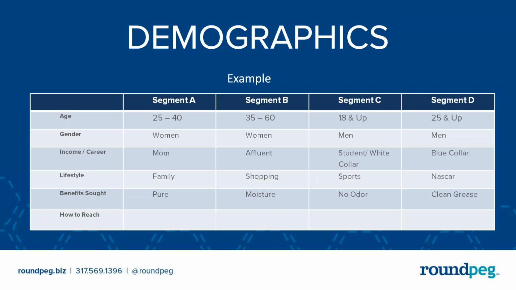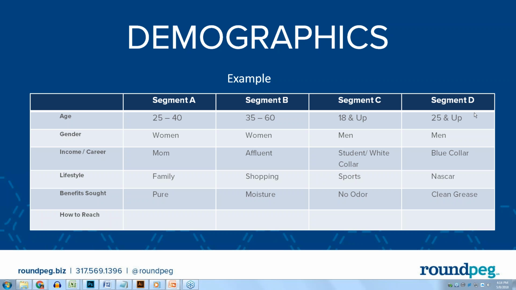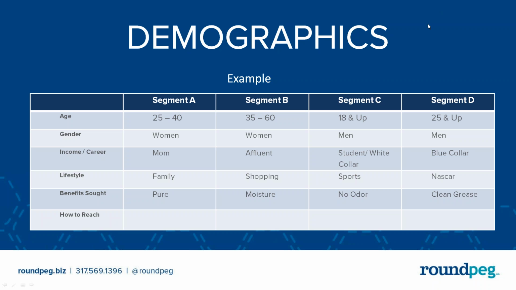So you've got these 4 different segments, and we're talking about soap. We're talking about something as basic as soap. But the truth is that even that market can be divided and divided. And so what good is this information?